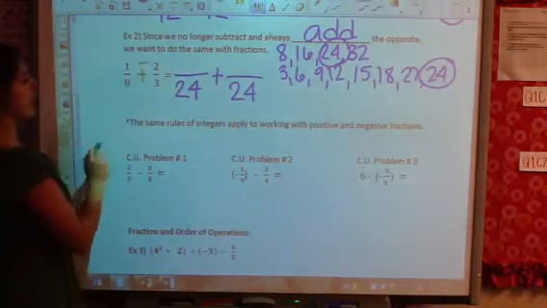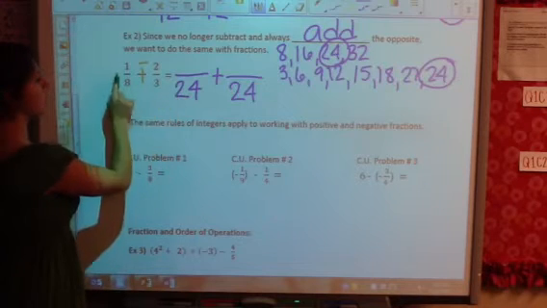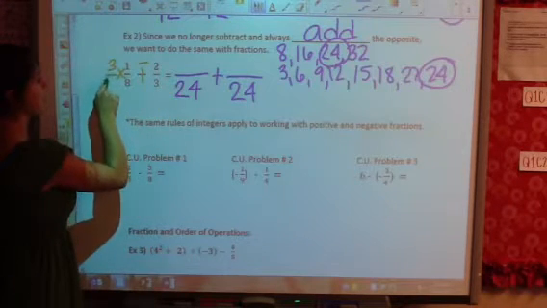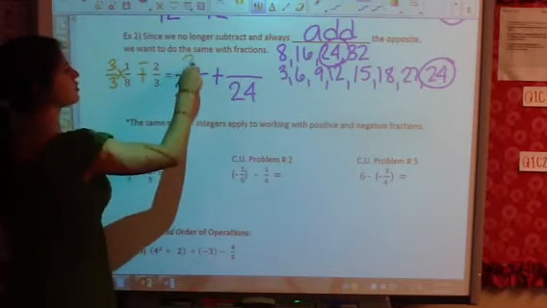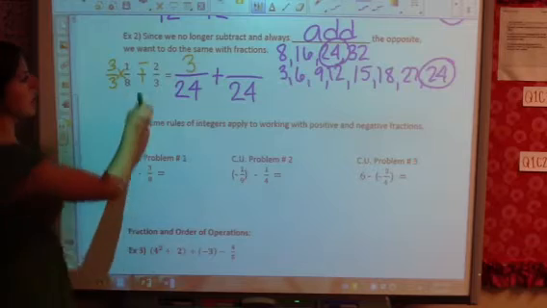I'm going to multiply 1/8. In order to get from 8 to 24, I'm multiplying by 3 over 3. That's multiplying by 1. Doesn't change the value. So 3 times 1 is 3. So 3 24ths and 2/3.